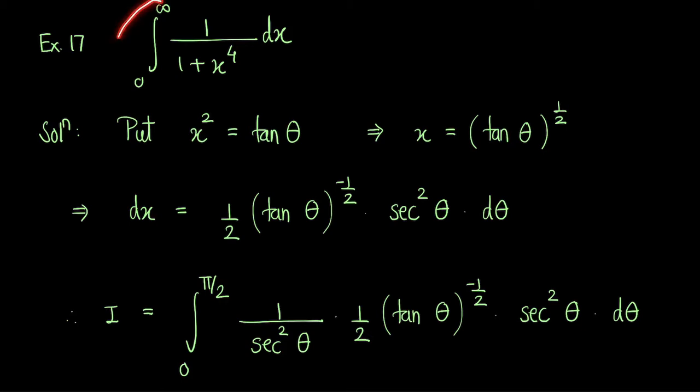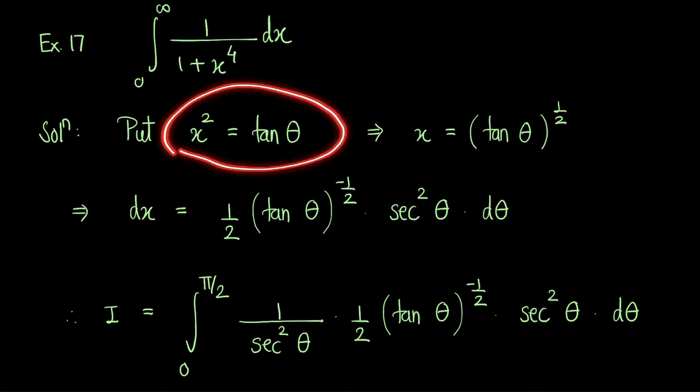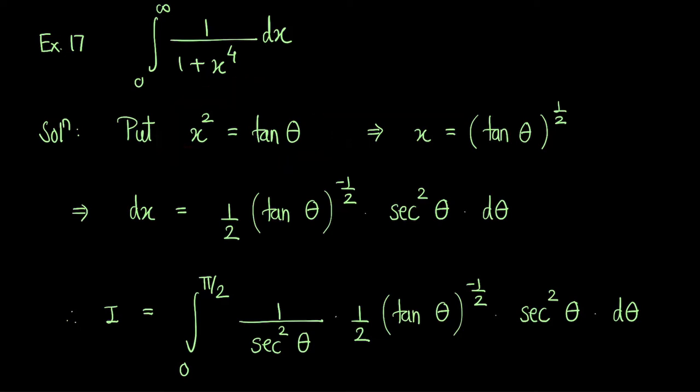Now the next example is integration 0 to infinity 1 upon 1 plus x raised to 4 dx. Now we will put x square equal to tan theta. So this implies x will be tan theta raised to 1 by 2, that is square root of tan theta. So on differentiating, we get dx equal to the derivative of tan theta raised to 1 by 2, that is 1 by 2 tan theta raised to minus 1 by 2 into the derivative of tan theta, that is sec square theta d theta.